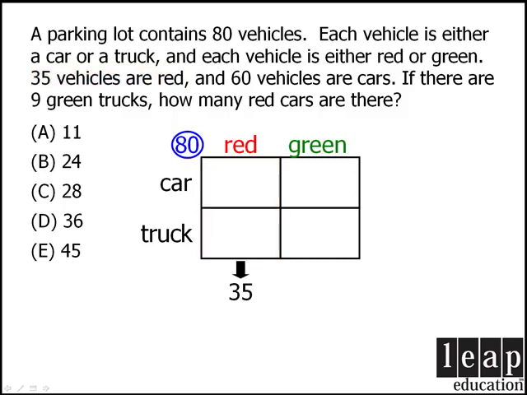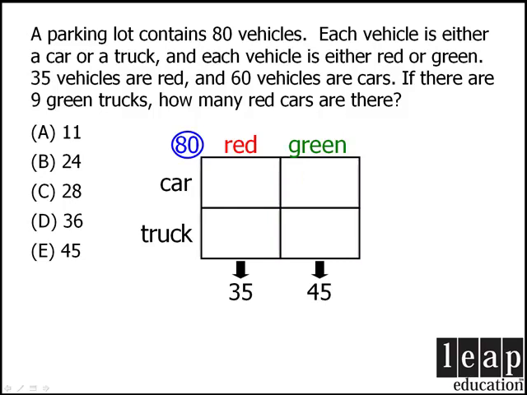Now if we have 80 vehicles altogether, and 35 of those vehicles are red, we can conclude that the remaining 45 vehicles must be green. Now some of those green vehicles are cars, and some of those green vehicles are trucks. However, what we do know is that the sum of those two boxes must be 45.